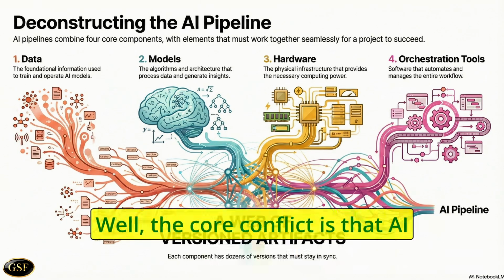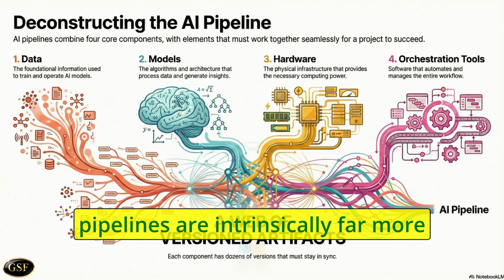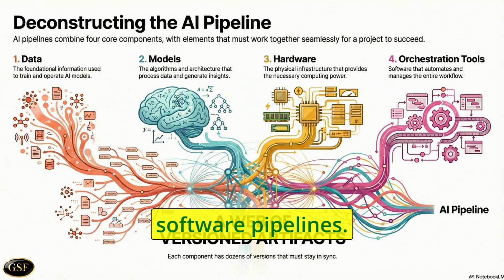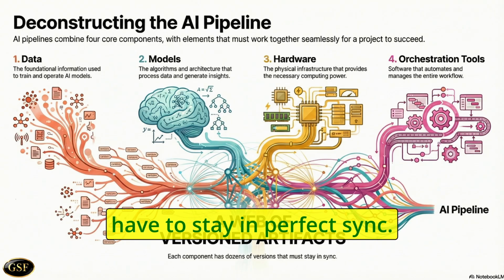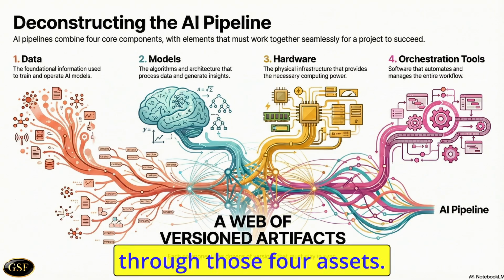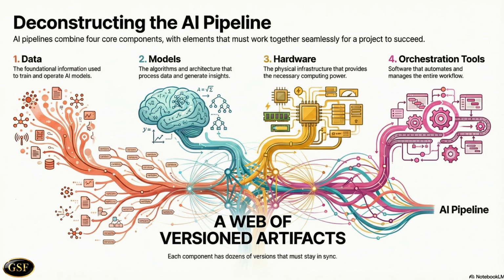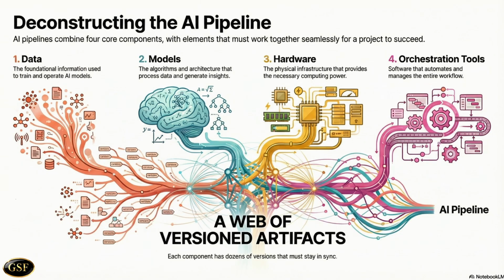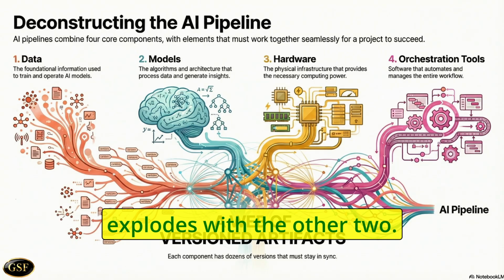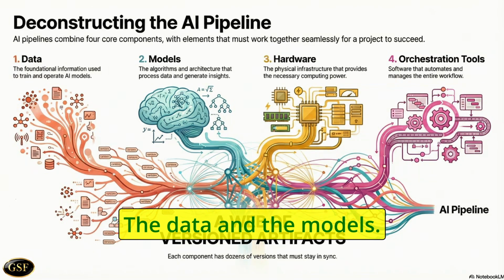How so? Well, the core conflict is that AI pipelines are intrinsically far more complex than traditional software pipelines. They deal with 4 different types of versioned assets that have to stay in perfect sync. Okay, so walk us through those 4 assets. Why do they break the old models? So you have the code, which is traditional. You have the infrastructure, which we covered with ISE. But the complexity just explodes with the other 2, the data and the models.